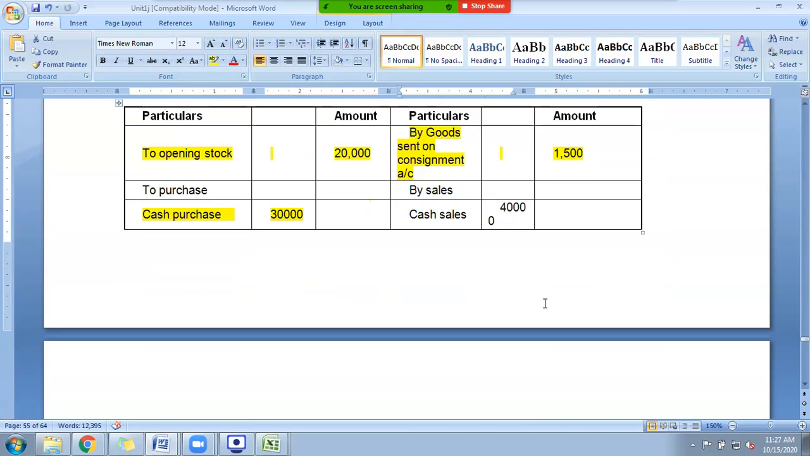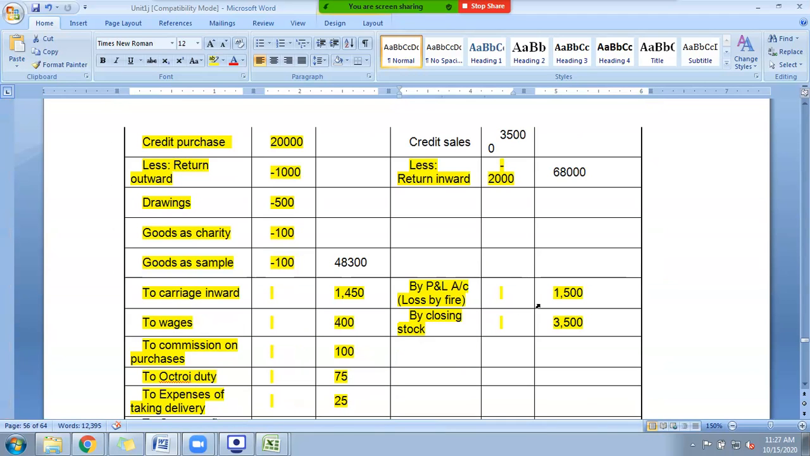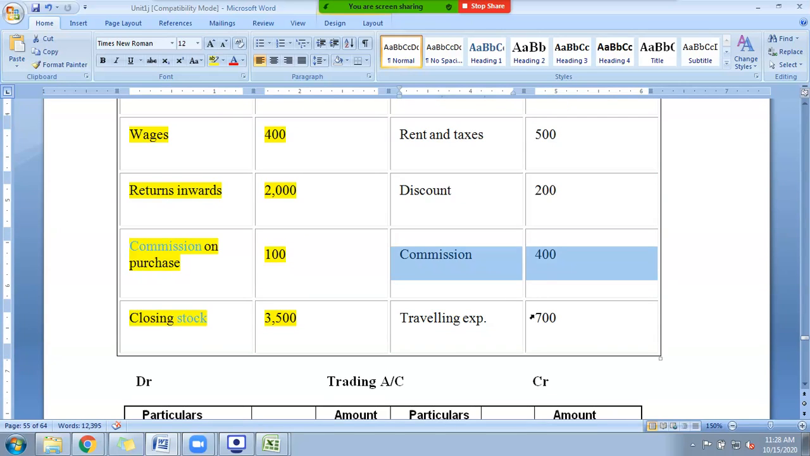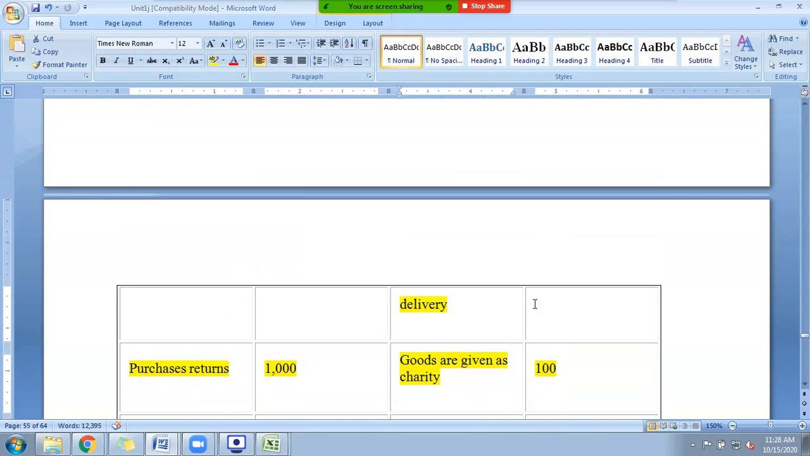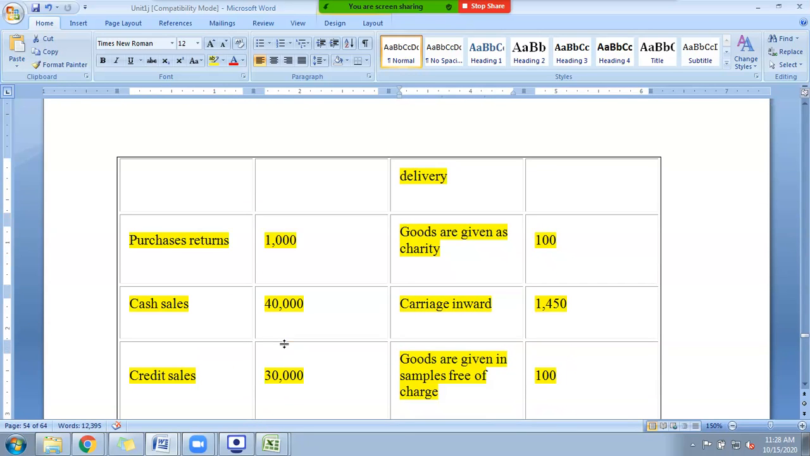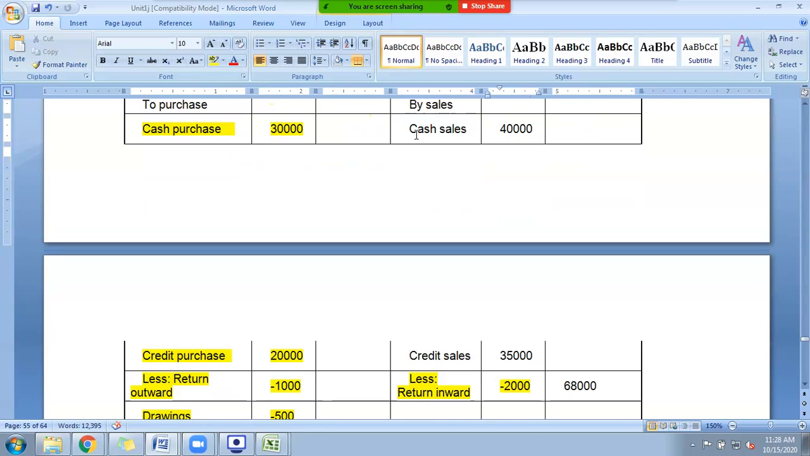Then commission 400 rupees. Again, that's not taken. Traveling expenses 700 rupees. Anyway, that is not part of your factory expenditure. Correct? Cash sales and credit sales 30,000 and 40,000 rupees. That is given here. So cash sales, credit sales.